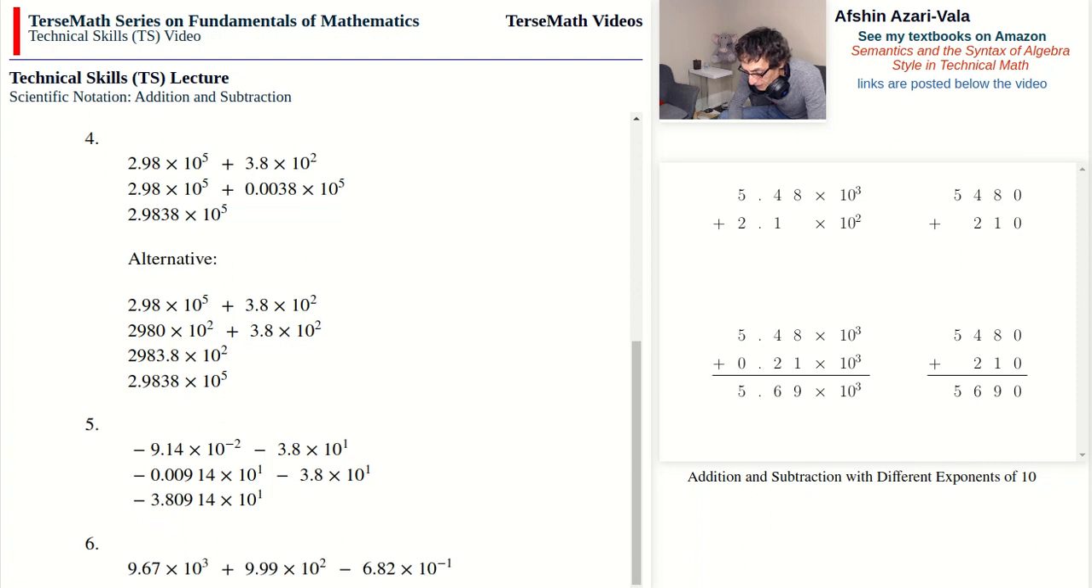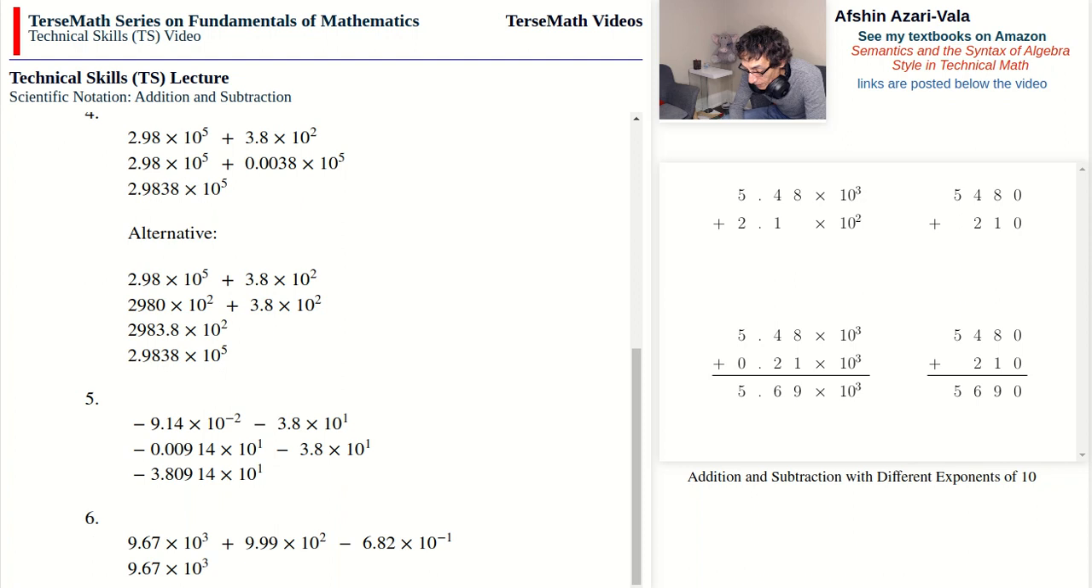Alright, I believe this is the last problem. So now we have three numbers, and the exponent of 10 is different in each one. We have times 10 to the power of 3, times 10 to the power of 2, and times 10 to the power of negative 1. The largest exponent is 3, and therefore we convert all of the others to equivalent values that use times 10 to the power of 3.